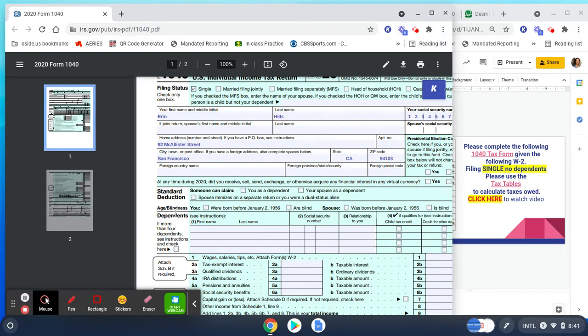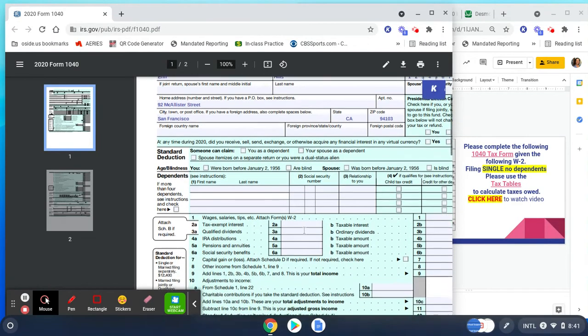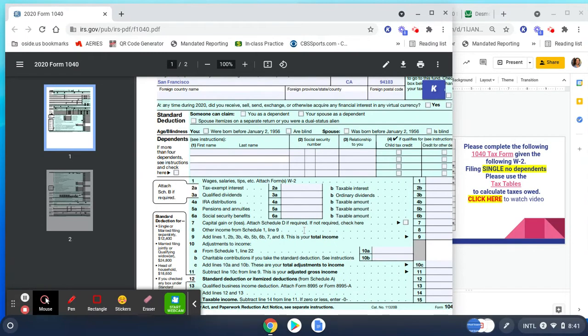Finally, age. In this, were you born before January 2nd, 56? Are you blind? Was your spouse born before that date or are blind? You would check this box. Next section is called dependents. If you had some dependents, like I have 2 kids, you would be listing them here, but Erin Hills does not. So we leave that blank as well.